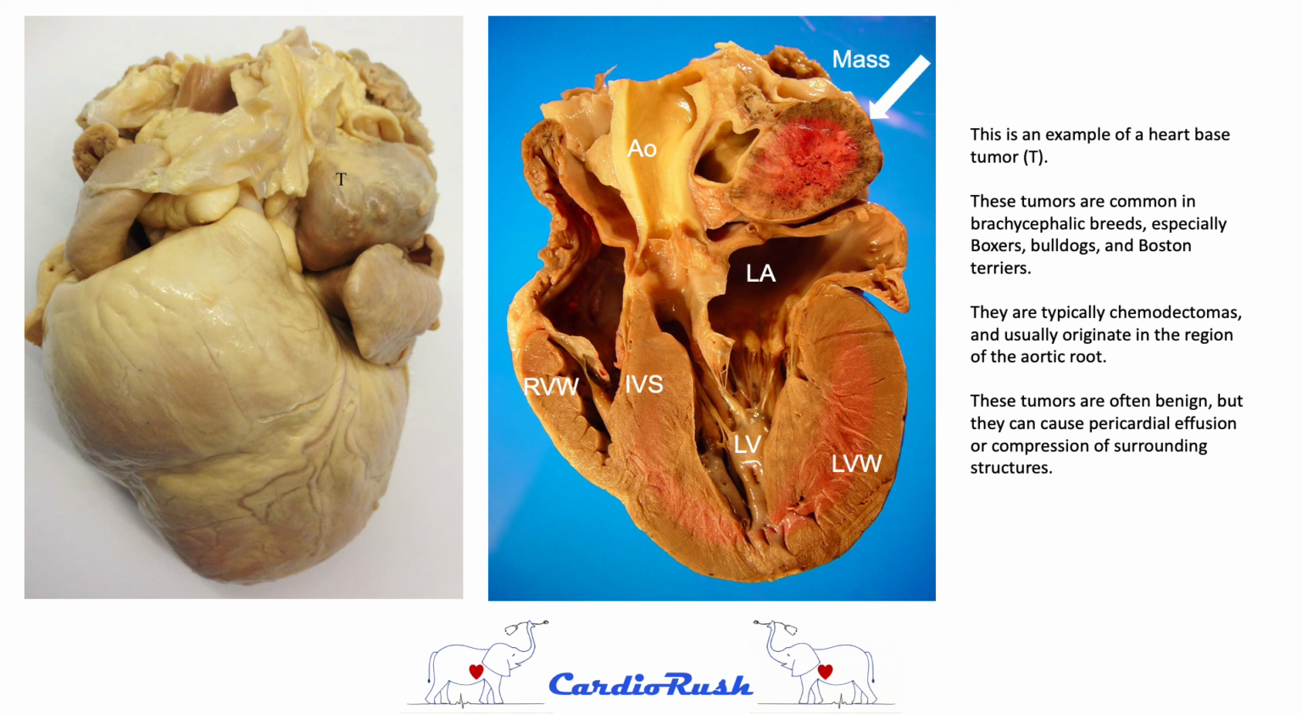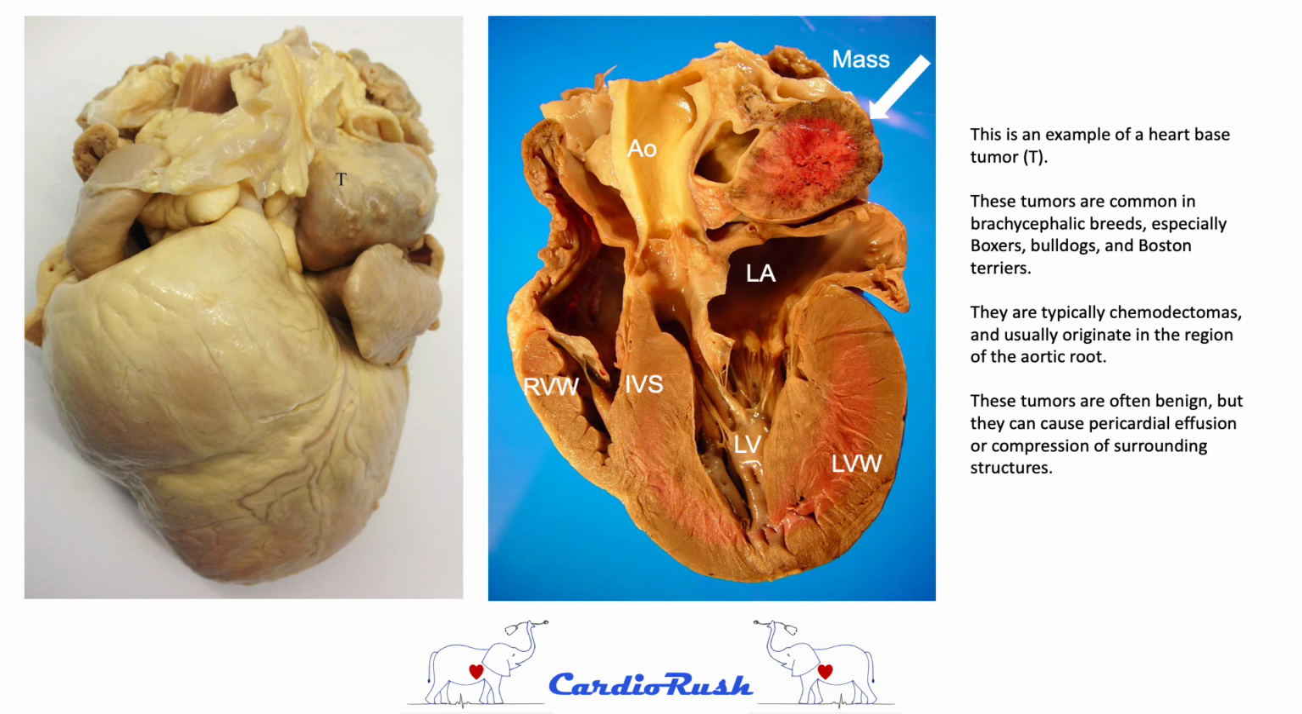The mass can be found as an incidental finding in some older dogs, but as the mass grows, it can start to create problems. One of the things that can occur is pericardial effusion with cardiac tamponade, and this can lead to either collapse or right-sided heart failure.